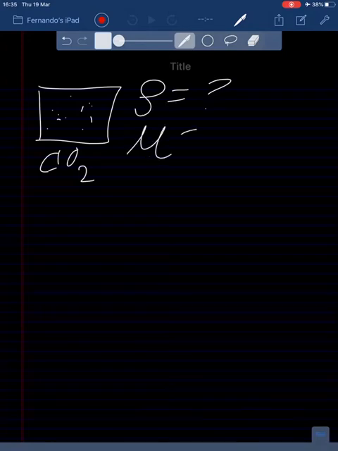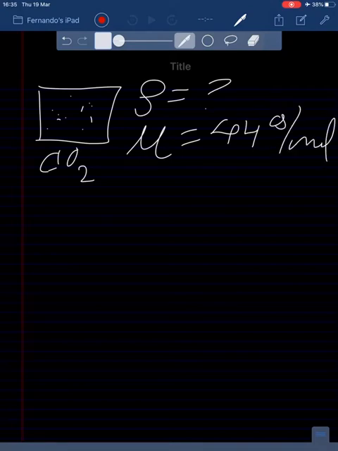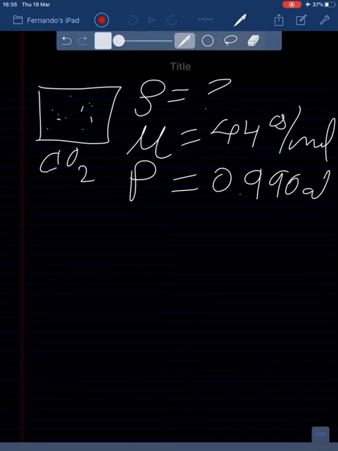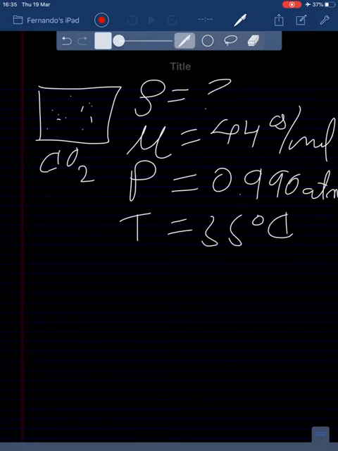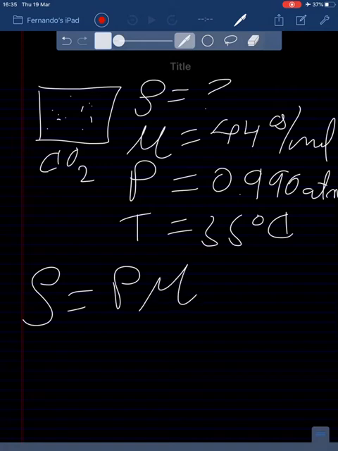Well, now I know that the molar mass is going to be 44 grams per mole, right? I also know that the pressure is going to be 0.990 atmospheres, and that the temperature is going to be 55 Celsius. They're asking for the density. I know the density is the same as what? As the pressure times M over RT.